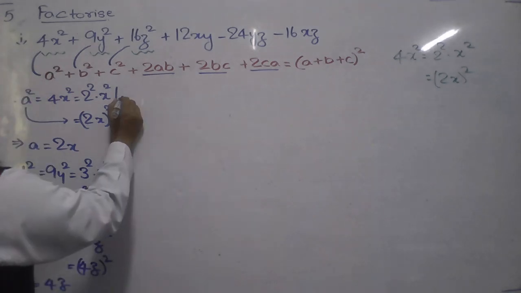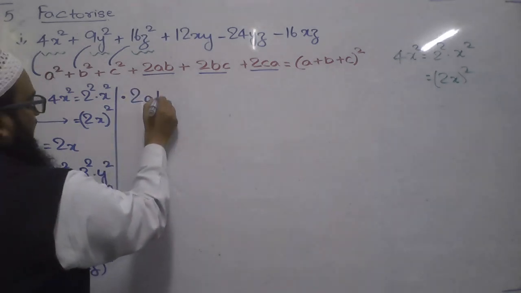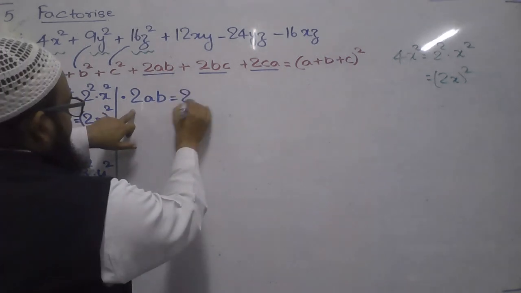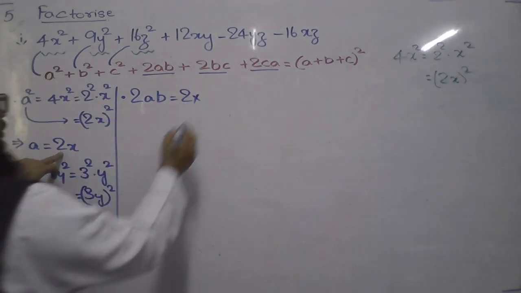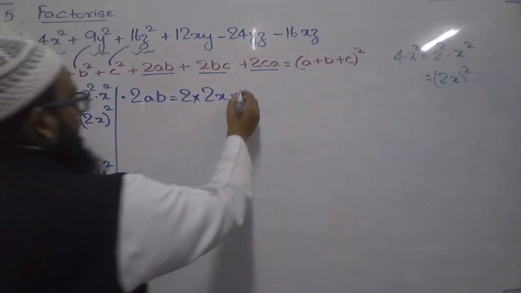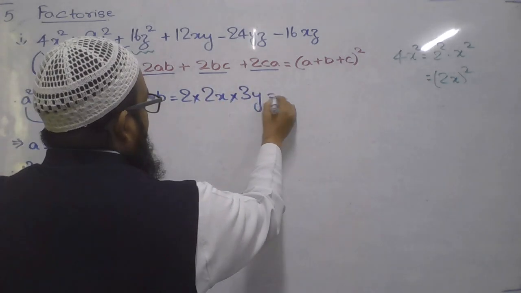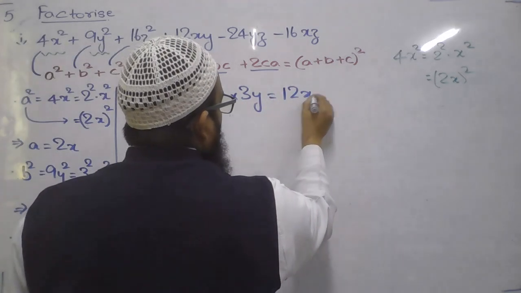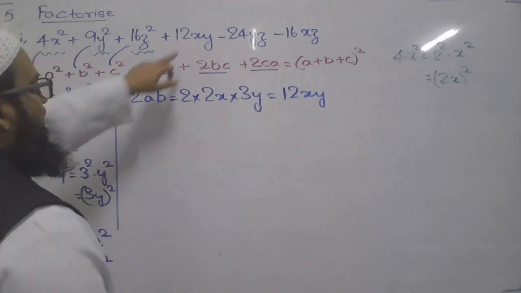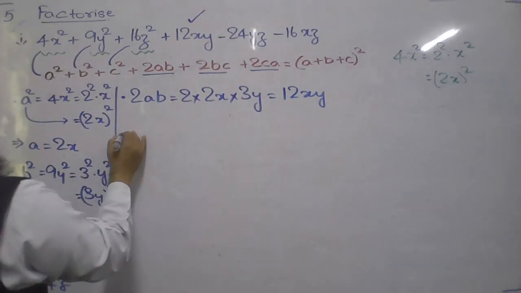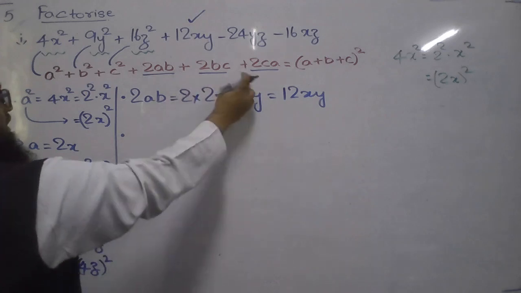So first take 2ab. 2ab is equal to, what is 2? 2 times, what is a? 2x times, what is b? 3y. So how can you write it? 2 2s are 4, 4 3s are 12xy. So is 12xy satisfied? Yes sir, it is satisfied. Now, what is the next one?